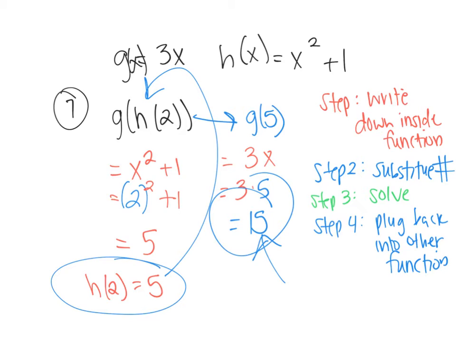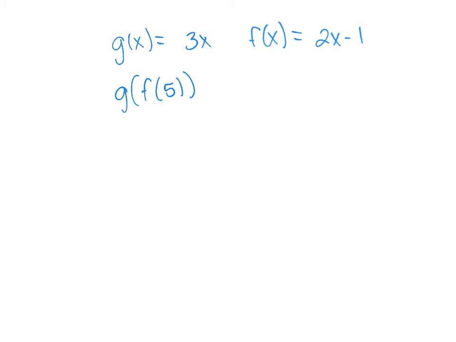Okay? I'm going to do one more a little neater than this. So we can do number 8. So I have g of x equals 3x, and f of x equals 2x minus 1. So I'm just writing down what was on the paper, okay? Now, what am I looking at on the inside? I am finding, sorry, I didn't write it down for you guys, g of f of 5.